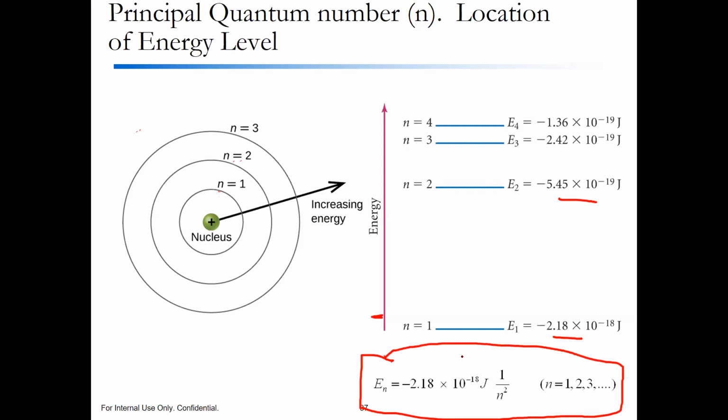If you solve the Rydberg equation, energy is this number divided by n squared. What is n? Level 1, level 2, level 3. So you could figure out what these numbers are through this equation right here.